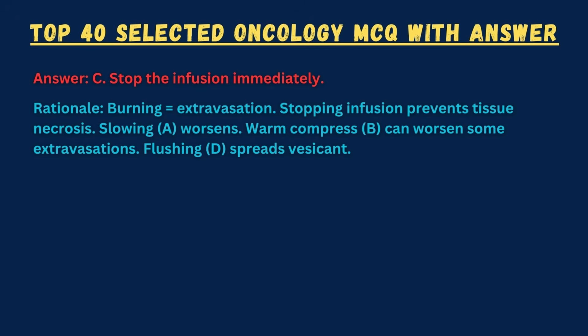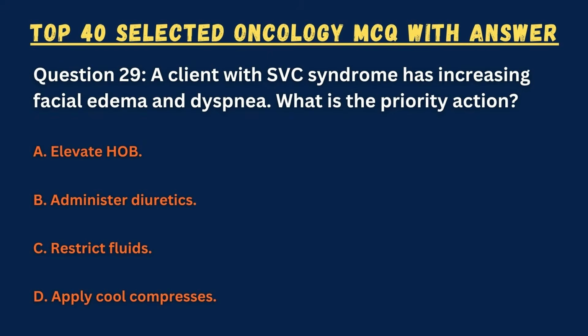Slowing, A, worsens. Warm compress, B, can worsen some extravasations. Flushing, D, spreads vesicant. Question 29. A client with SVC syndrome has increasing facial edema and dyspnea. What is the priority action? A. Elevate HOB. B. Administer diuretics. C. Restrict fluids. D. Apply cool compresses.